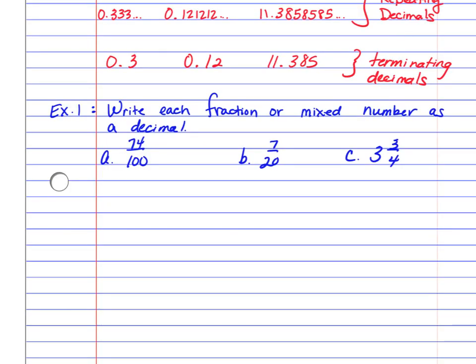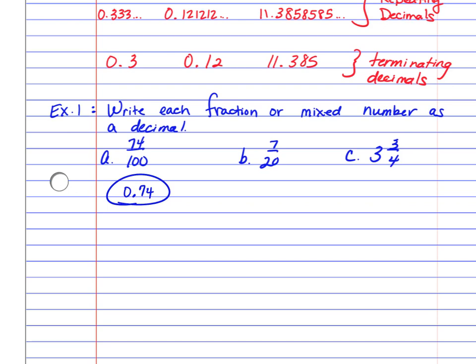In this next section, our first example is going to ask you to write each fraction or mixed number as a decimal. There are some fractions that are going to be pretty easy to change to decimals. Anytime it's out of 100, that makes it really, really easy. So 74 out of 100 is just going to be 0.74.